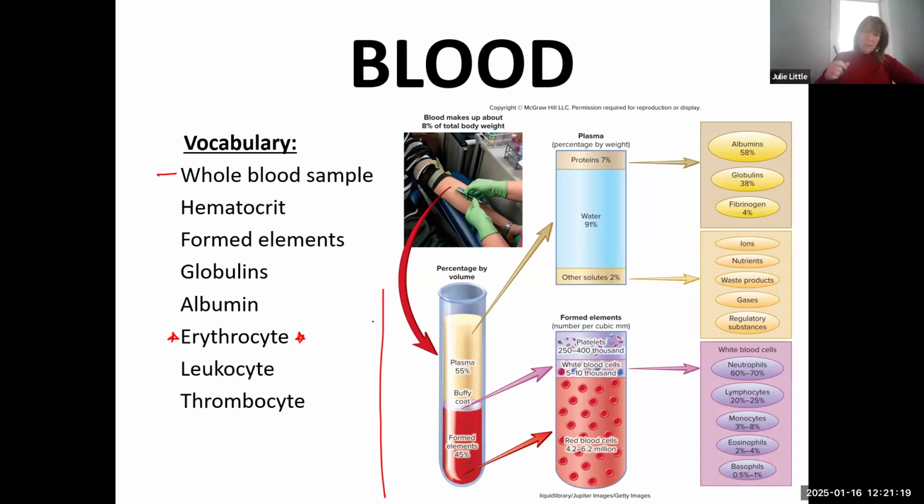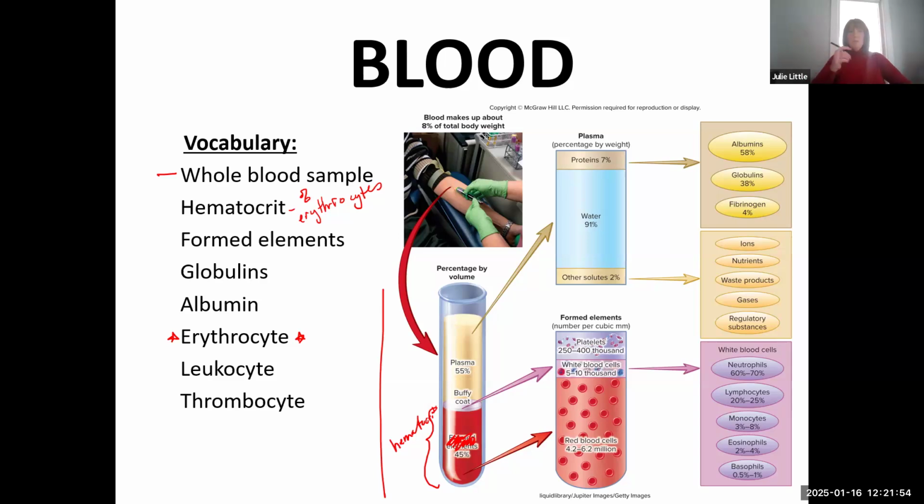So when we spin a whole blood sample and the red blood cells, or the erythrocytes, go to the bottom, this bottom portion here is just made of erythrocytes. I'll tell you what formed elements are here in a second. And this is the hematocrit. It doesn't include anything else, just red blood cells. So the hematocrit is the percentage of a whole blood sample of erythrocytes. Probably be the last time I write erythrocytes. It's much easier to write red blood cells.